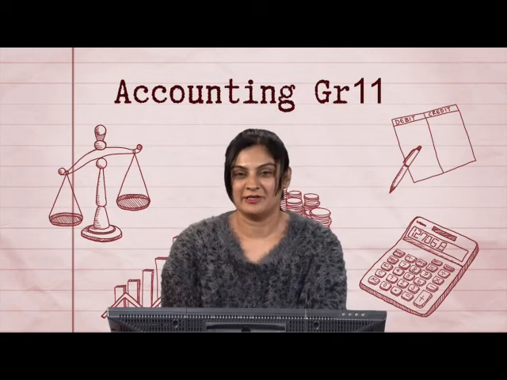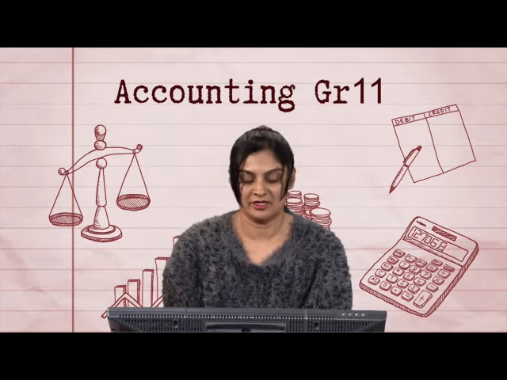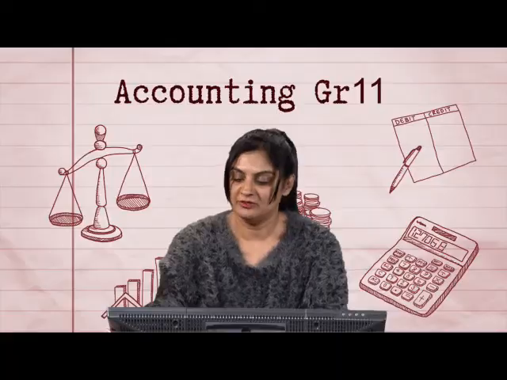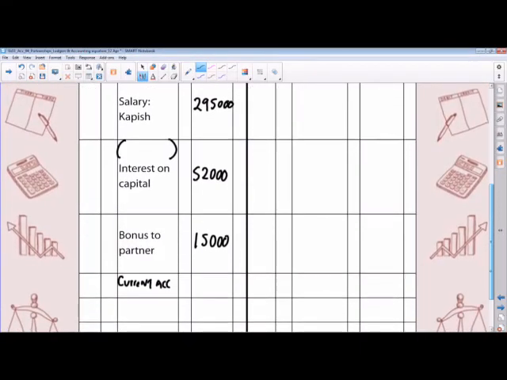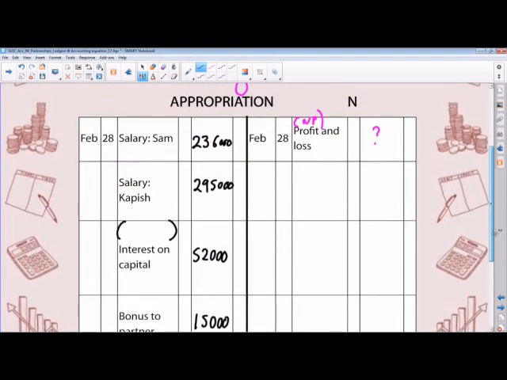Welcome back, grade 11s. Right, let's try and finish this appropriation account so we can move on to another ledger account. We're coming to the end of this account. Now remember, the next part in terms of appropriation, going back to the beginning of the actual account, we didn't have the profit and loss amount. That amount was not given to us.